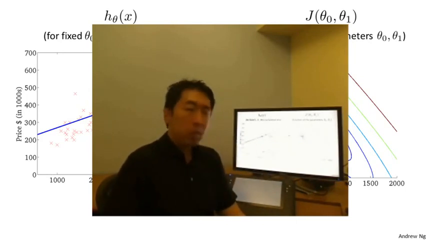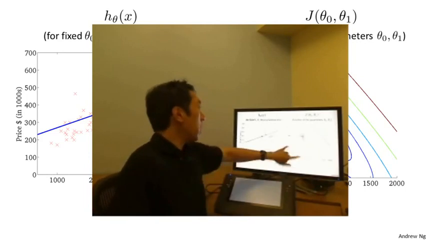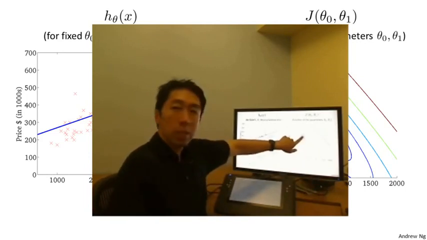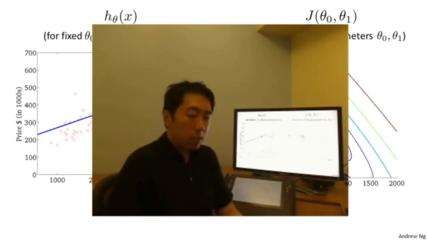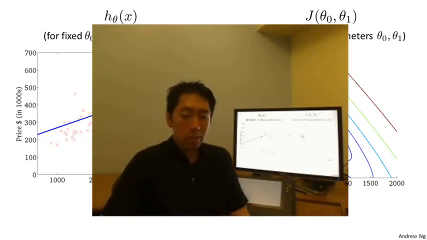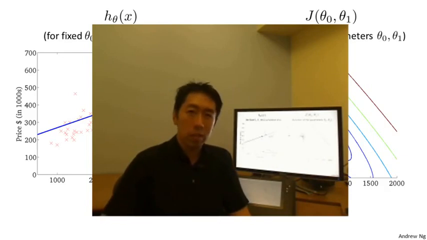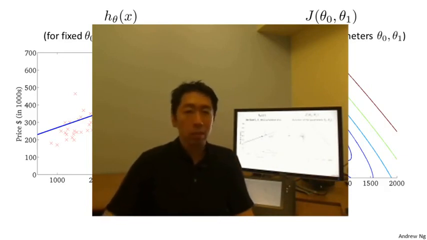And so what we want is software to find the value of theta 0, theta 1 that minimizes this function. And in the next video, we'll start to talk about an algorithm for automatically finding that value of theta 0 and theta 1 that minimizes the cost function j.